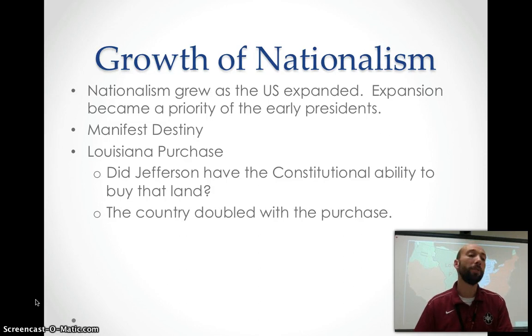And so the country doubles in size with that purchase. And so that's the importance. We grow tremendously as a country. We get all kinds of new resources.